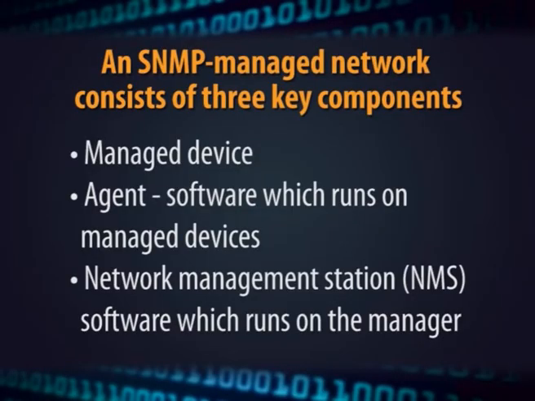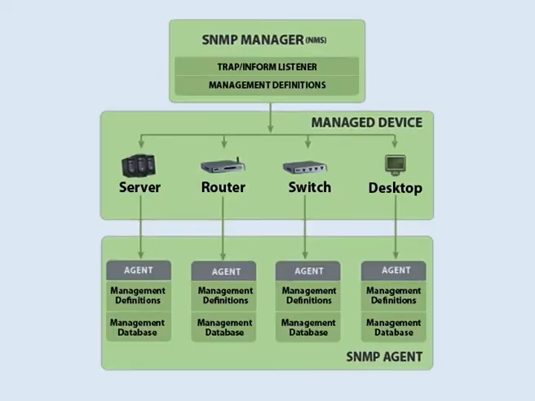An SNMP managed network consists of three key components: 1. Managed device, 2. Agent, software which runs on the managed device, and 3. Network management station, that is NMS, software which runs on the manager. A managed device is a network node that implements the SNMP interface that allows unidirectional, that is read only, or bidirectional, that is read and write, access to node specific information.